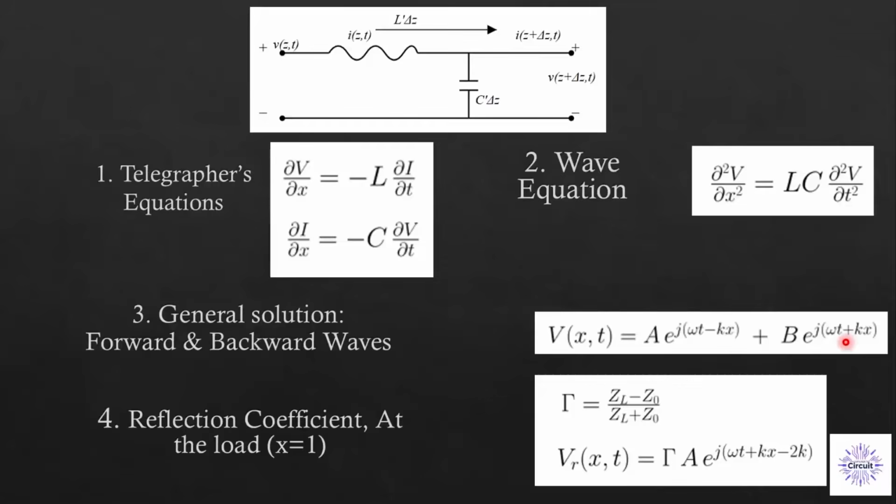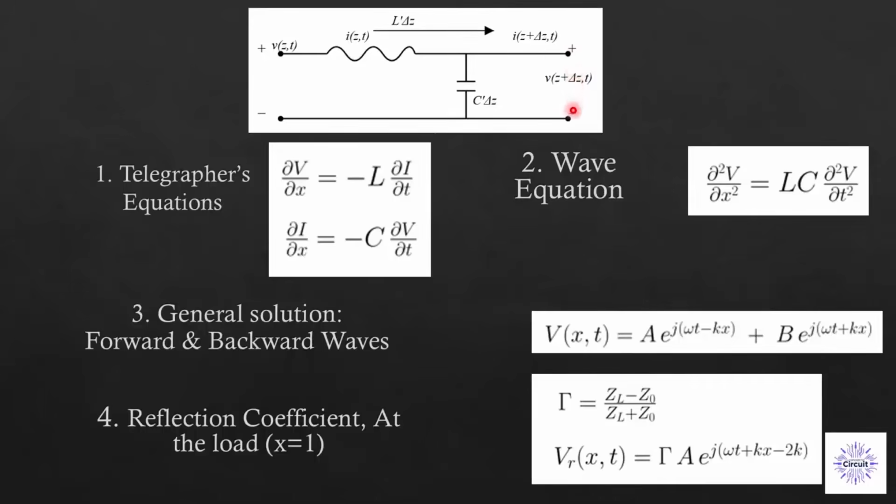This is the wave equation showing that now I have two waves. One is a wave going forward and another wave going backward. And the amounts of A and B, the way that we calculate them, is based on the boundary conditions we have at our two boundaries, which are z and z plus delta z.